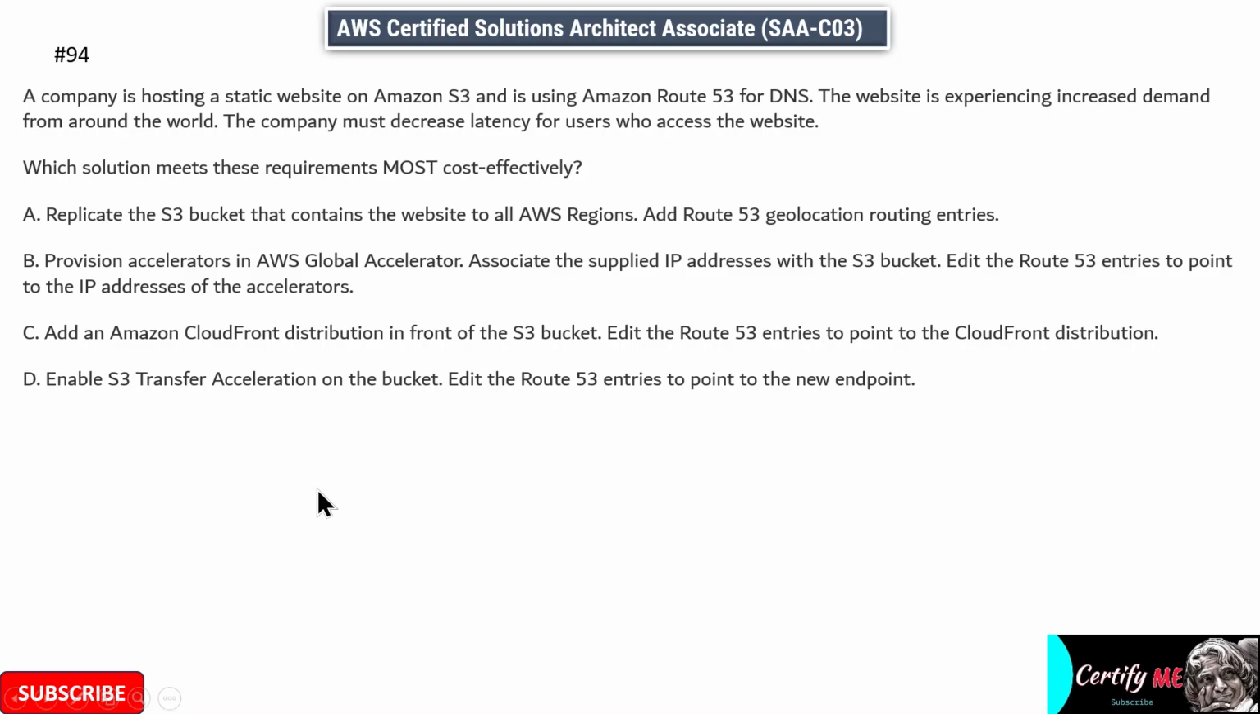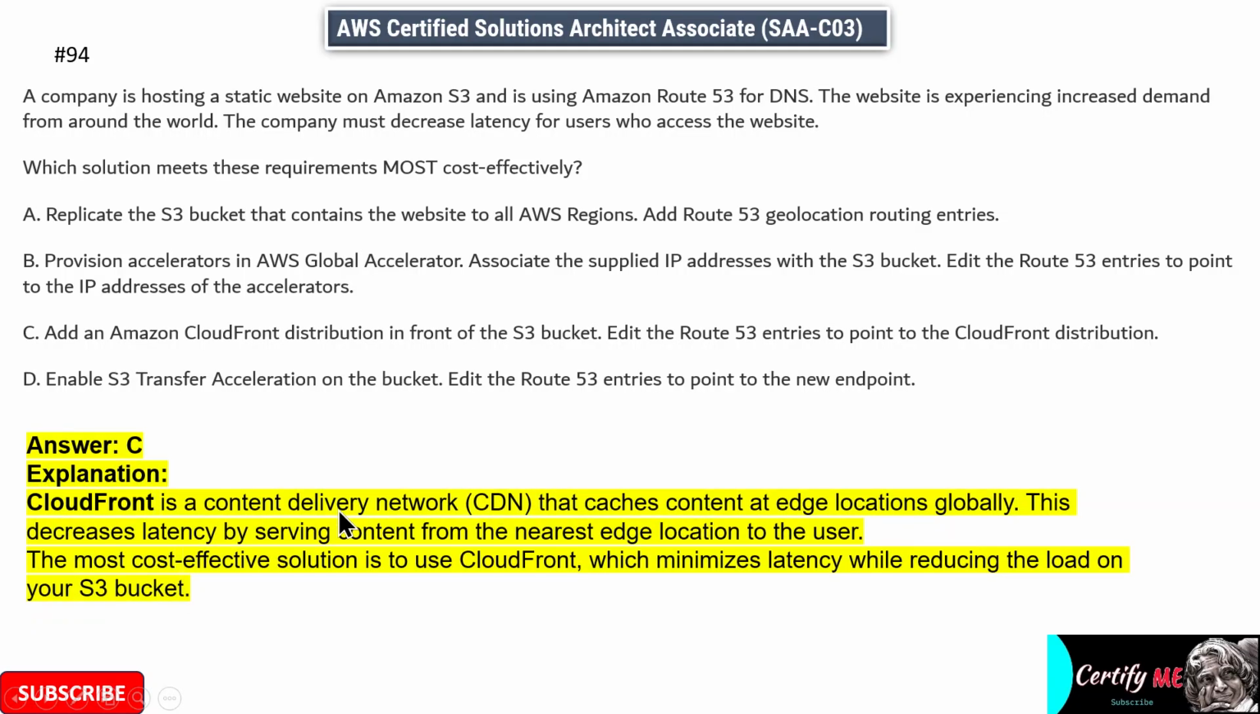The correct answer is option C. Add an Amazon CloudFront distribution in front of the S3 bucket. Edit the Route 53 entries to point to the CloudFront distribution.